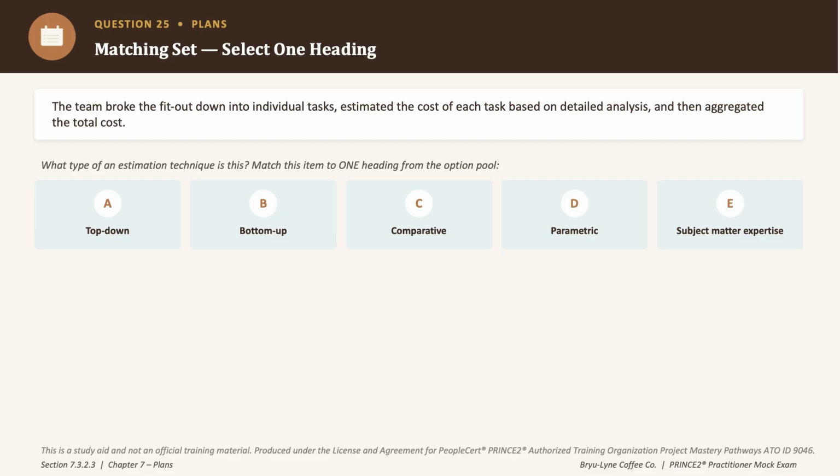That would assume the major cost upfront with high confidence and allocate it downward to the subordinate elements. Okay. It's not subject matter expertise either. There is no mention of expert consensus here, just detailed task level analysis. And it's definitely not parametric or comparative estimates, since neither relies on this kind of a granular task breakdown. So the correct heading is option B, bottom-up estimating. Moving on to the next question.